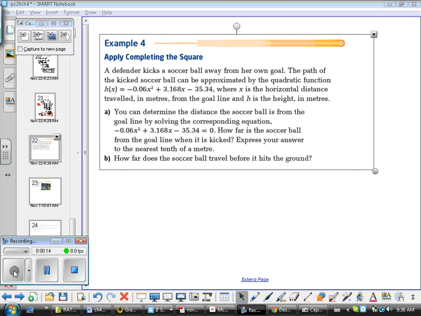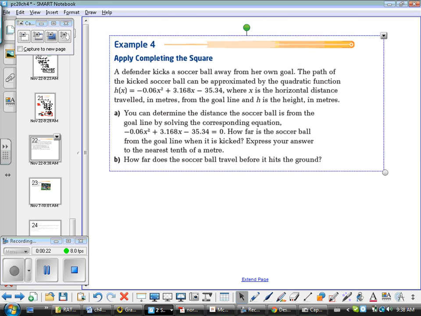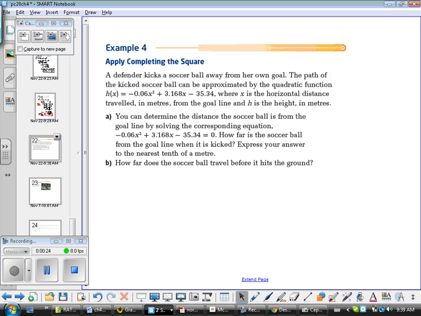So a defender kicks a soccer ball away from her own goal. The path of the kicked soccer ball can be approximated by the quadratic function. It's a parabolic path. The height as a function of x is h(x) = -0.06x² + 3.168x - 35.34, where x is the horizontal distance traveled in meters from the goal line, and h is the height.